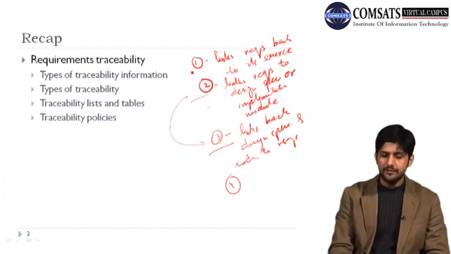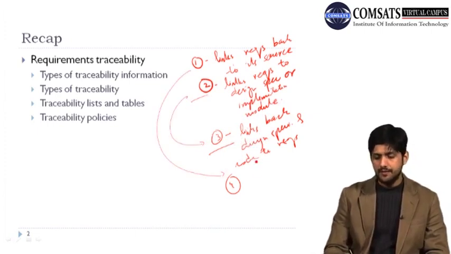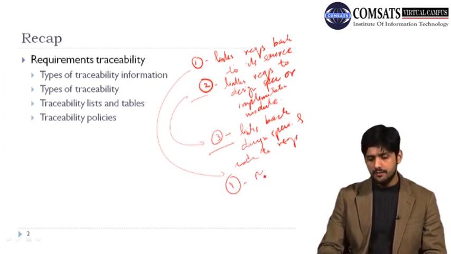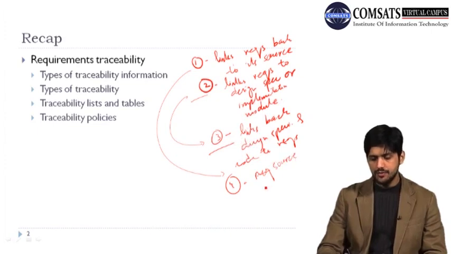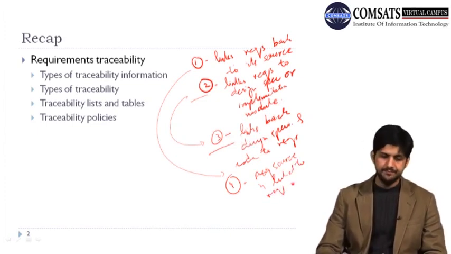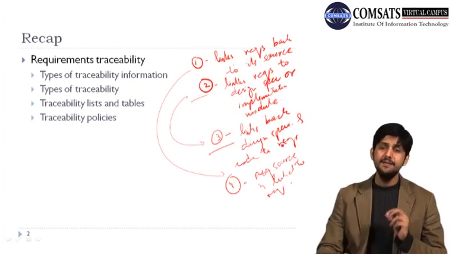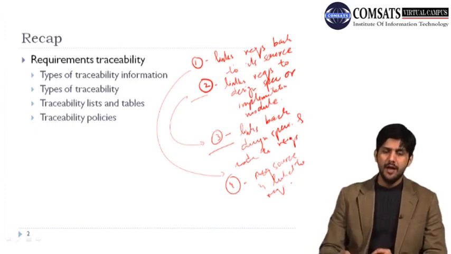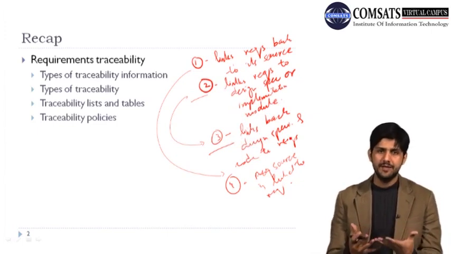You can see that the third one is exactly the opposite of the second, and the fourth one is exactly the opposite of the first, where in the fourth we say that the source is linked to requirements. So these are the four types of traceability information, and these are the basics of traceability.